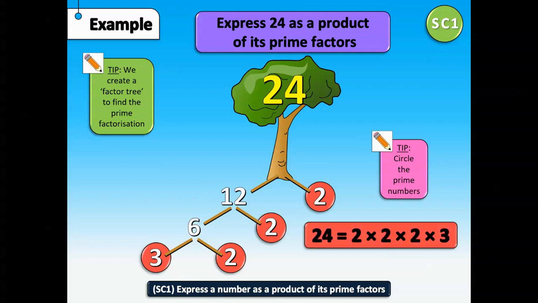So we can write 24 as a product of its prime factors, which is 2 times 2 times 2 times 3, and that will make 24. We can also write this in index notation, which would be 2 to the power of 3 times by 3, because we're timesing 2 by itself 3 times.